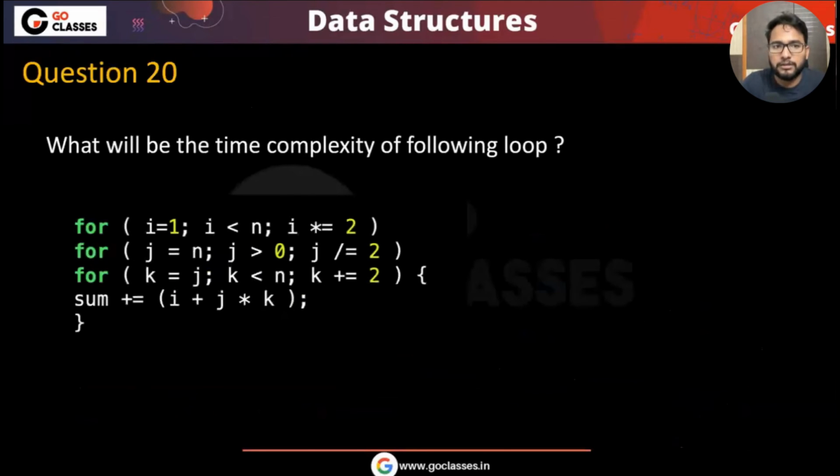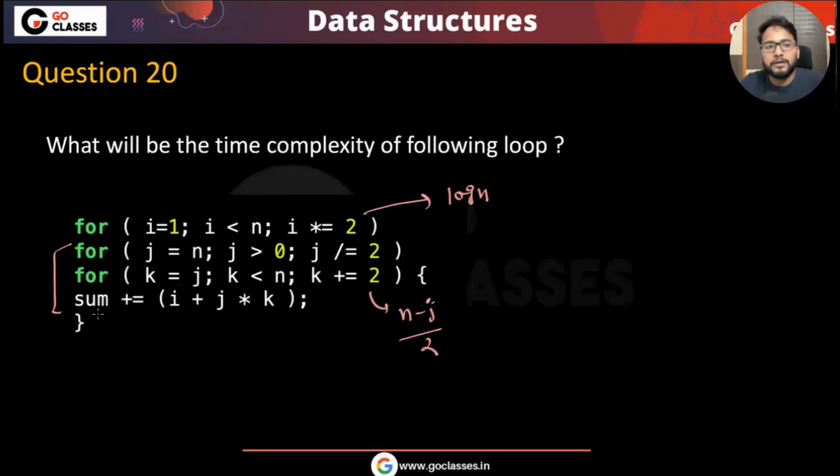Let's just solve this question. What is the time complexity of the following loop? So this is log n times. Since it is independent, let's not worry about it. So let's just solve these two, right? j equal to n, and this will run log n times, right? This is going to run n minus j divided by 2 times.